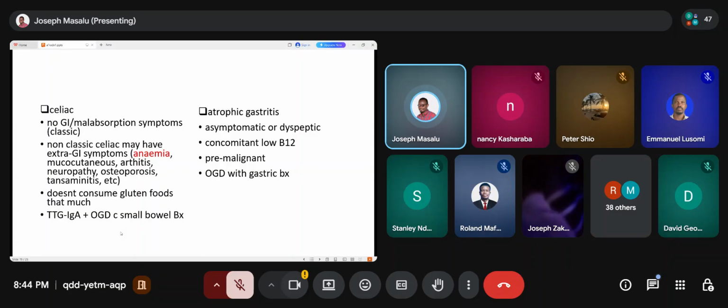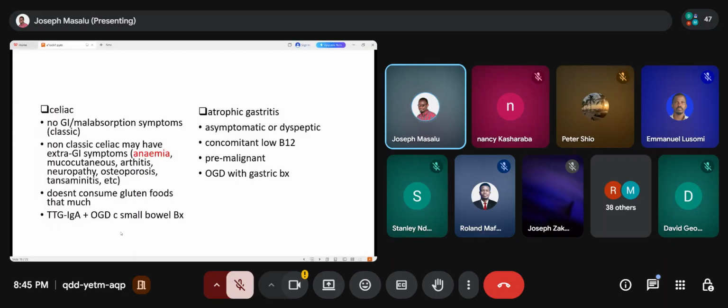But at the end, we would need TTG IgA and OGD with small bowel biopsy to say it's not celiac. Atrophic gastritis can be asymptomatic, or you can have just dyspeptic symptoms, but there will be a concomitant low B12. As you know, in atrophic gastritis you have a loss of parietal cells, so you have low gastric acid, which means you can't convert iron 3 plus to iron 2, which is absorbable. So you end up with iron deficiency anemia. But the parietal cells also produce intrinsic factor, so you also have pernicious anemia from low B12.